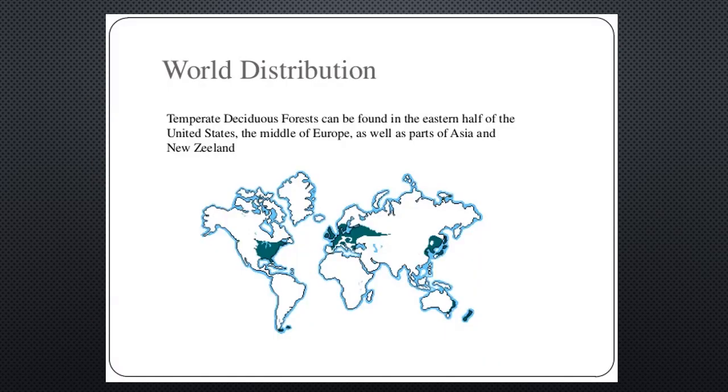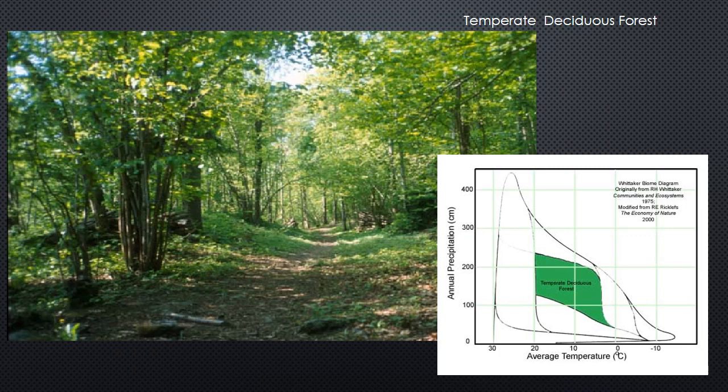So here's the distribution of our temperate deciduous forest, and this should look very familiar to you because basically our forests are temperate deciduous forests, seen all throughout the southeast of the US. It's also in parts of Europe and parts of Asia and New Zealand. When you did your walk through Eno River State Park, you were walking through a temperate deciduous forest. So this is what it looks like. That should look very familiar to you.